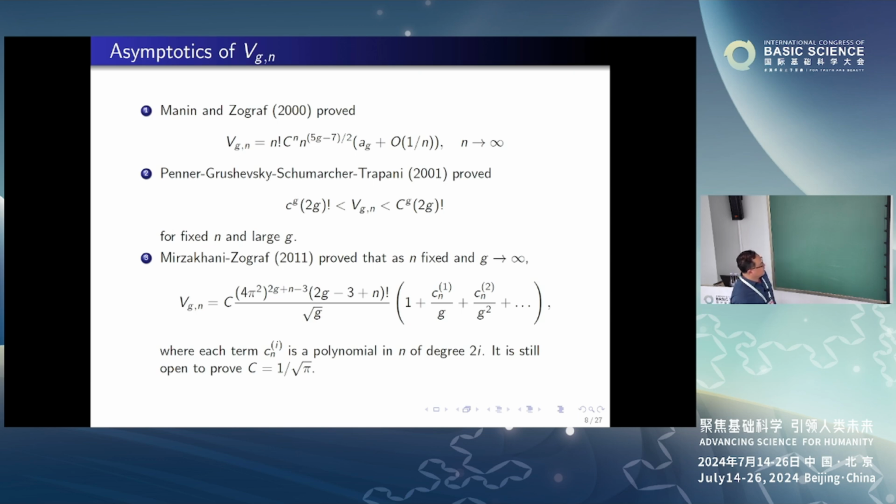And one of the famous works of Mirzakhani and Zograf in 2011, they proved that when n is fixed and g goes to infinity, this volume is given by the leading term. So c is given by this constant, which needs to be proved, and these are factors. The square root of g is in the denominator, and of course 2g minus 3 plus n factorial, and 4 pi squared to the power, and 1 plus leading terms, up to this constant, then the expansion in terms of g inverse. So in principle we can only get the leading term. The other, lower order terms still need to be calculated or proved. We can only get this coefficient c_n^(i) to be a polynomial in n of degree 2i. Even this leading constant, people conjecture to be 1 over square root of pi, and it's not proved yet.